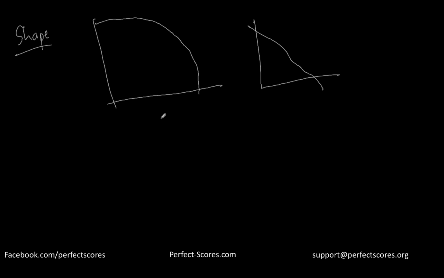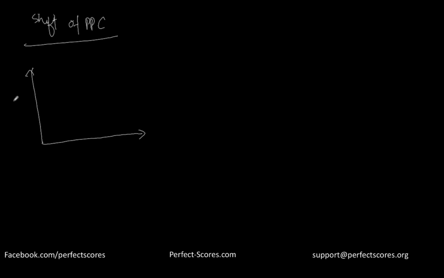So, it can take either of these shapes. Fine. So that's there. Now, one more thing that's just coming to my head right now: when does the PPC shift? It's the shift of the production possibility curve. Let's say this is your number of eggs and this is your number of candies, and this is your production possibility frontier.